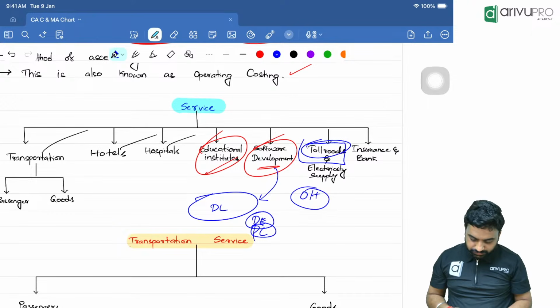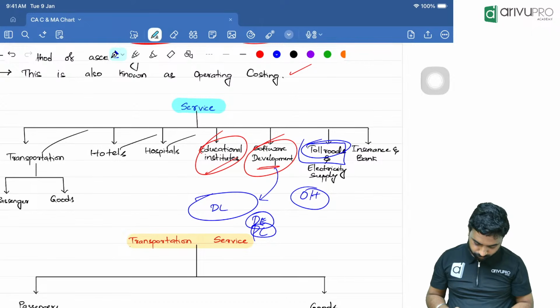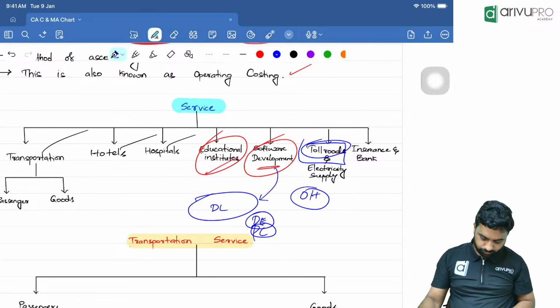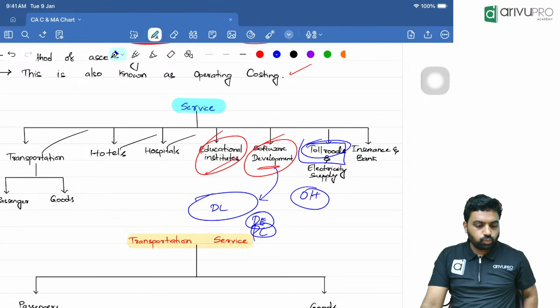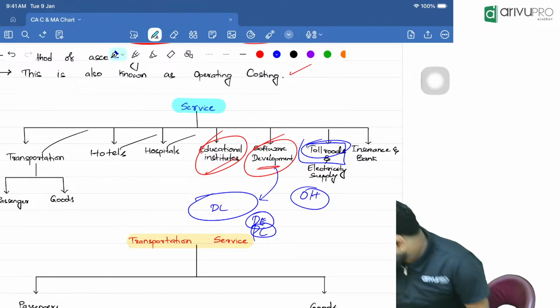Quickly go through these ones. Then we'll start with the sum. Go through these things once.